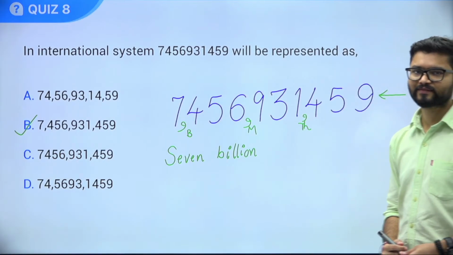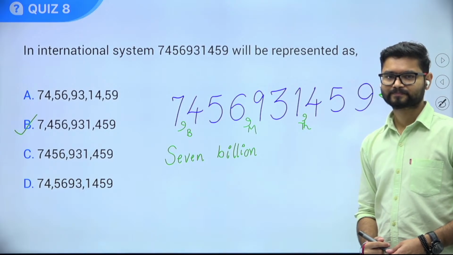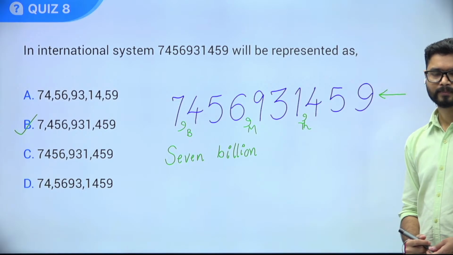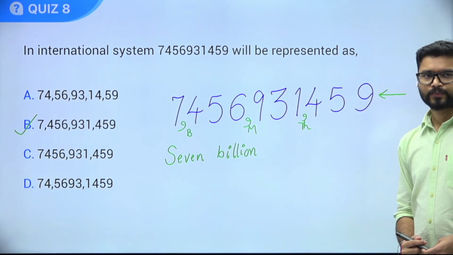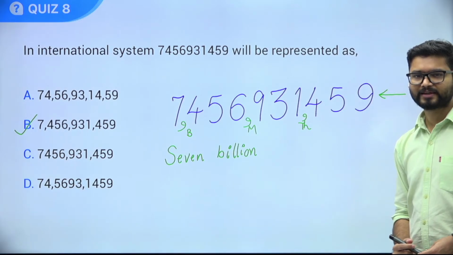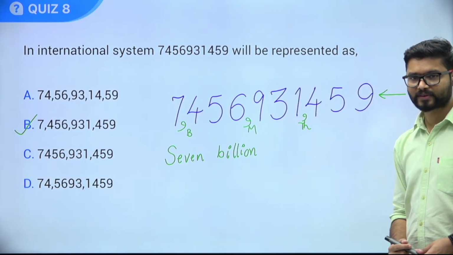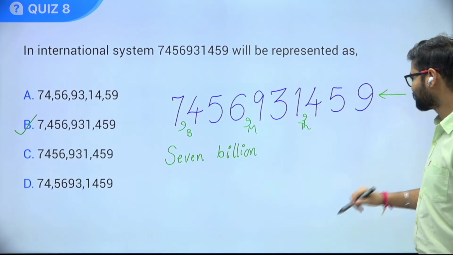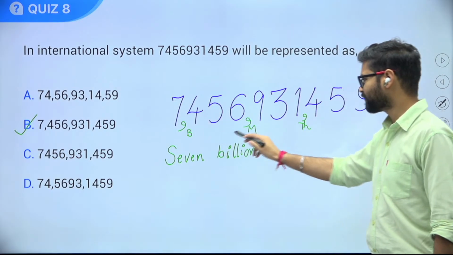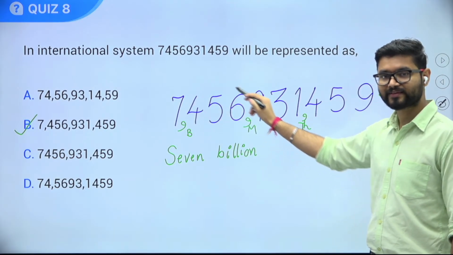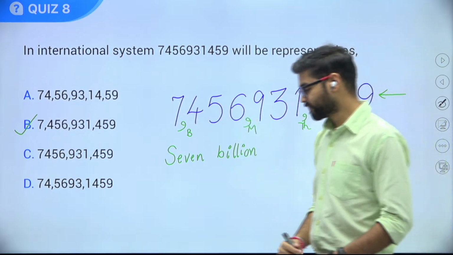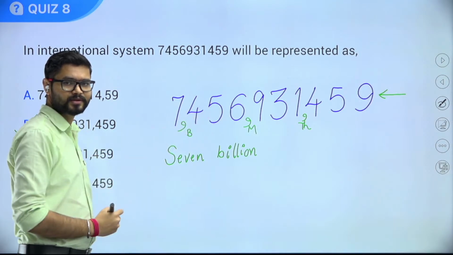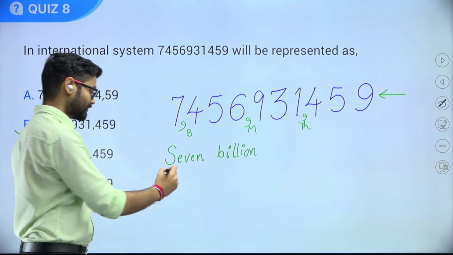Okay. 7 billion. Next. Come on. 7 billion. Next, you have done? Okay. So what will be next? Next will be simple. So we have to consider this complete thing now, right? 456, we have to consider this thing now. So after 7 billion, it will be 456. Don't you think? It will be 456.